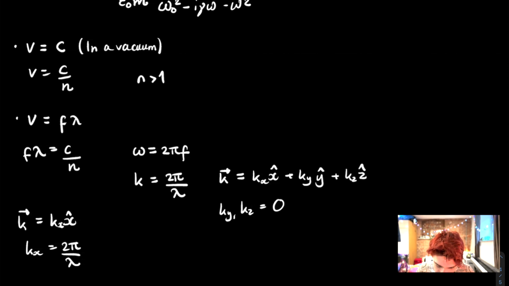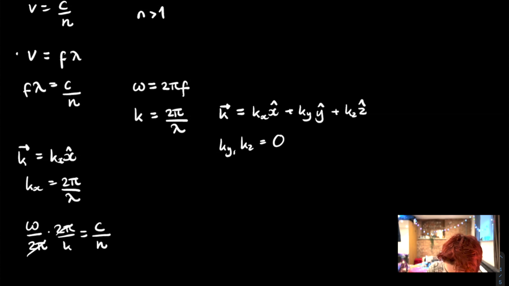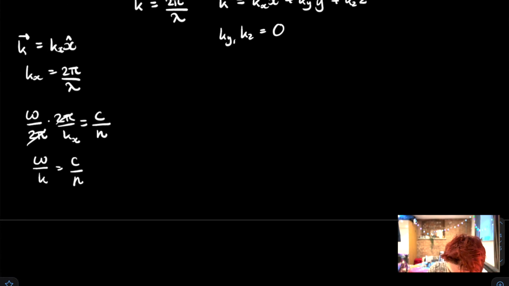So let's go ahead and substitute in, rather than for f and lambda, we're going to substitute in for omega and k. So instead of f, we're going to get omega over 2 pi. And instead of lambda, we're going to get 2 pi divided by k, which is equal to c divided by n. 2 pi is going to cancel, so we're going to get omega over k is equal to c over n right there. Of course, I should be writing that this is the x component of k. And so rearranging for the x component of k, we're going to get that kx is equal to n omega divided by c right there.